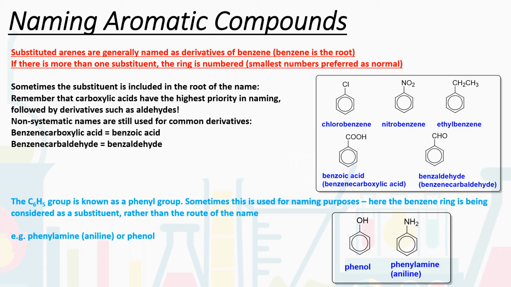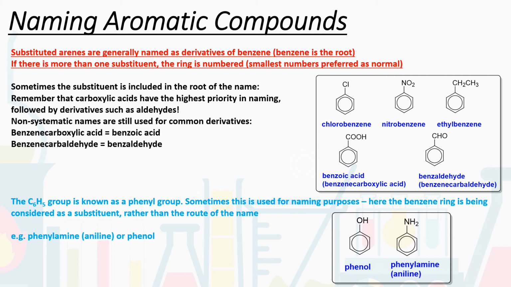Sometimes we name it slightly differently as well. So the C6H5 group, essentially a benzene ring bonded to something, is known as a phenyl group. You might see it sometimes in structures shorthanded to Ph, to denote a phenyl group. And sometimes this is used for naming purposes. So the benzene ring is considered the substituent rather than the root of the name.